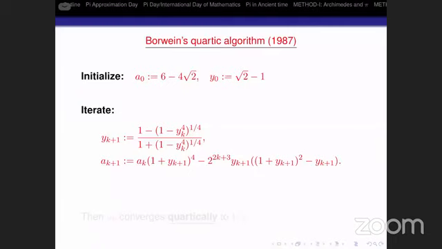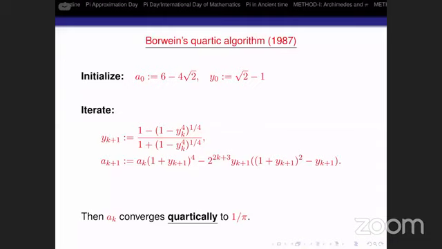Okay, so this is the iteration. And these AKs will converge quadratically to 1/π. In fact, 1/AK will converge quadratically to pi. And the most interesting thing is that this is actually based on Ramanujan's modular equations. So they found it from Ramanujan's modular equation.